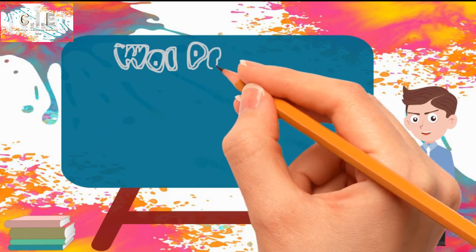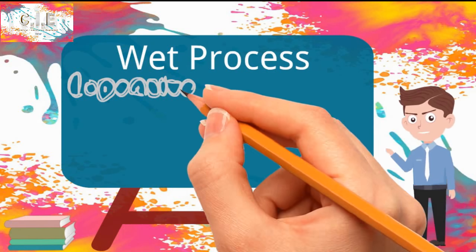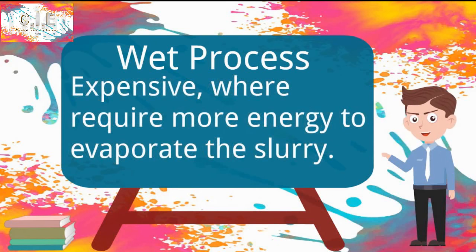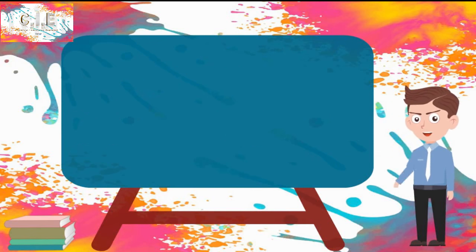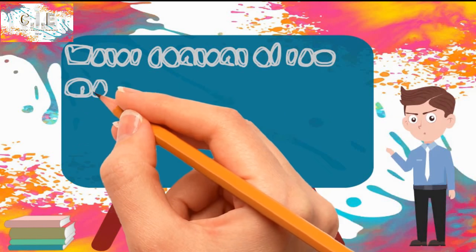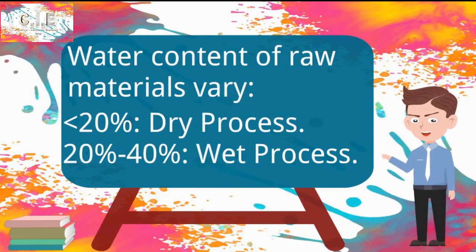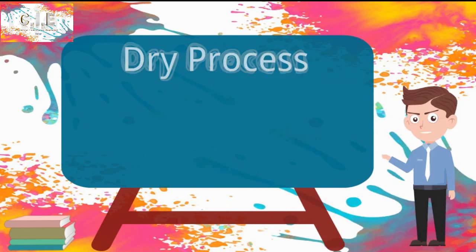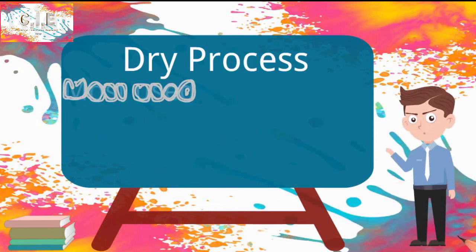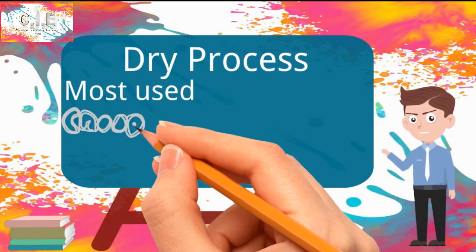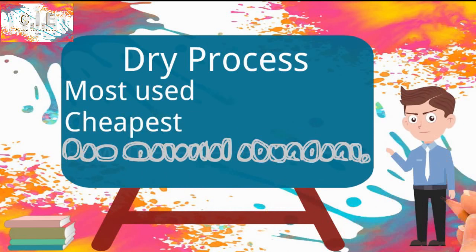The wet process is more energy intensive and expensive than the dry process, as it requires the wet slurry to be evaporated. But in general, the choice of the process is mainly based on the nature of the available raw materials, because it differs in the moisture content. So, the dry process is the most common process because it's the cheapest process and its raw materials are abundant.